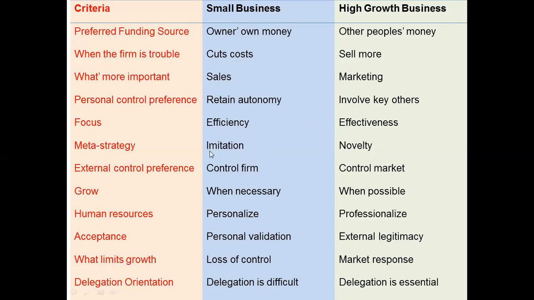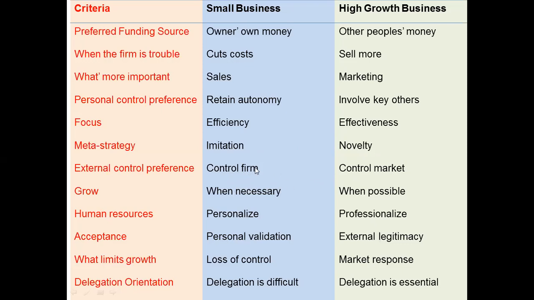The meta strategy is imitation. If you are in a small business, you are okay with imitation. But when you are in a high growth business and you want to grow, imitation may not help you that much. You may have to look for novelty, where you have to create something novel and useful for the people around you. Then the external control preferences: we have control firm and then control market.